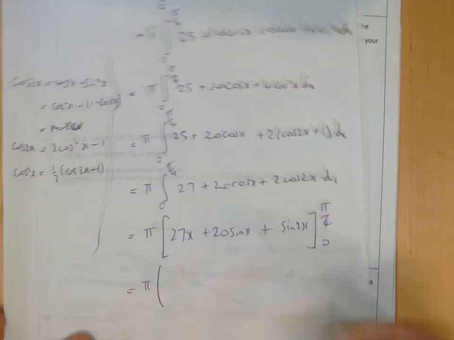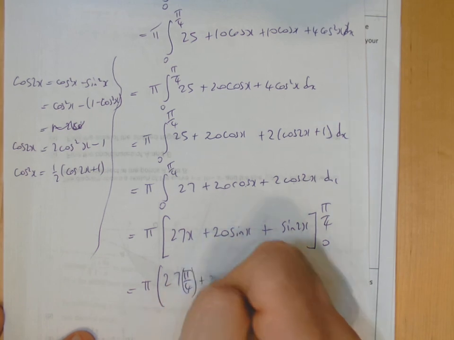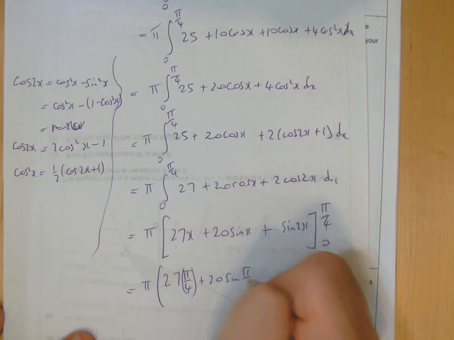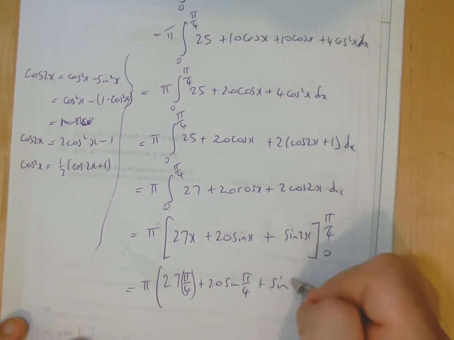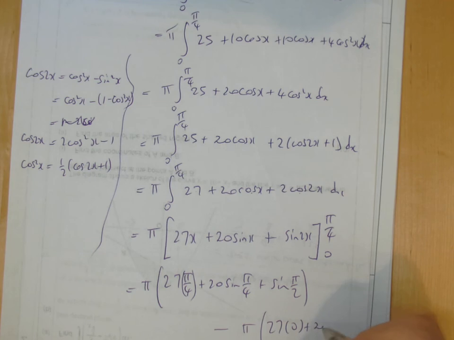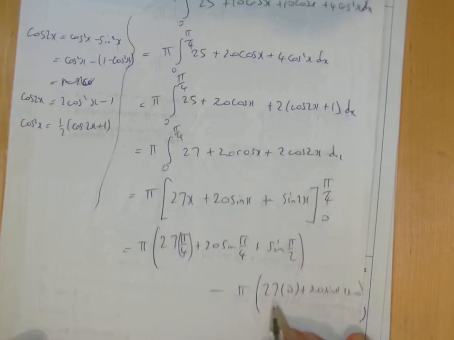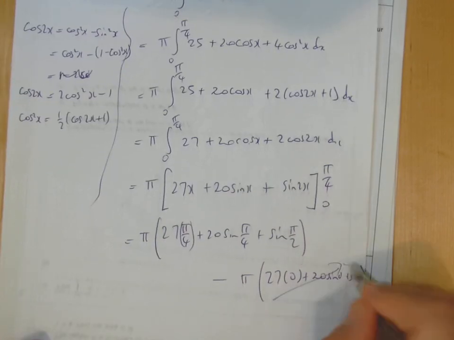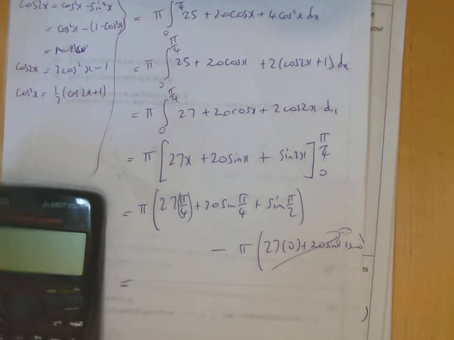So 27 pi by 4, plus 20 sine pi by 4, plus sine, then pi by 4 in there becomes pi by 2. Take away then, well, 27 times 0 plus 20 sine 0 plus sine 0. Well, all of that's going to become 0, isn't it? Because sine 0 is 0, so that all goes. That's nice. So it asks for the nearest whole number, so we'll have a look at this now.